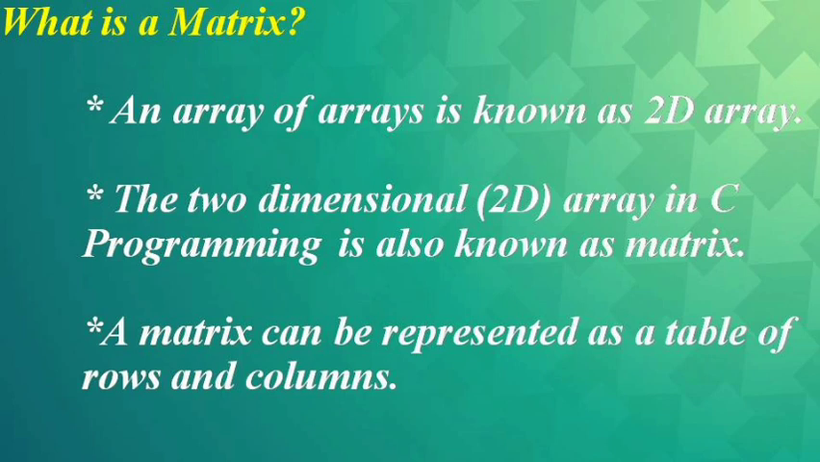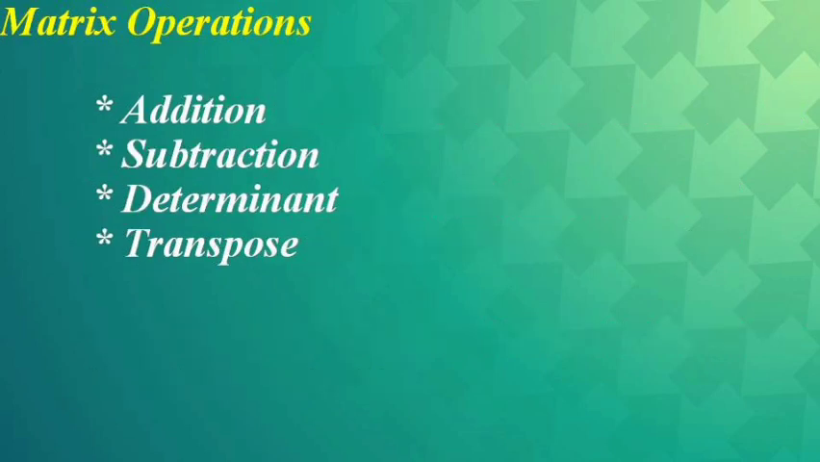An array of arrays is known as a two-dimensional array. The two-dimensional array in the C programming language is also known as a matrix. A matrix can be represented as a table of rows and columns. These are the operations available in a matrix. Matrix addition is the process of adding two matrices by adding the corresponding entries together.